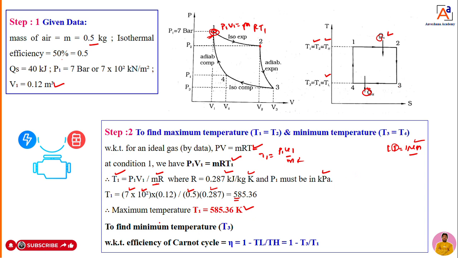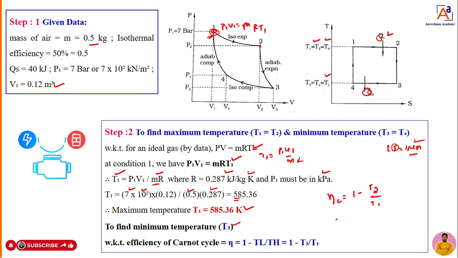Okay, that is T1. So now I need to calculate the minimum temperature. How to calculate the minimum temperature? That minimum temperature is T3. We already derived the equation. What is that equation? 1 minus T2 divided by T1. T2 is the lowest temperature.